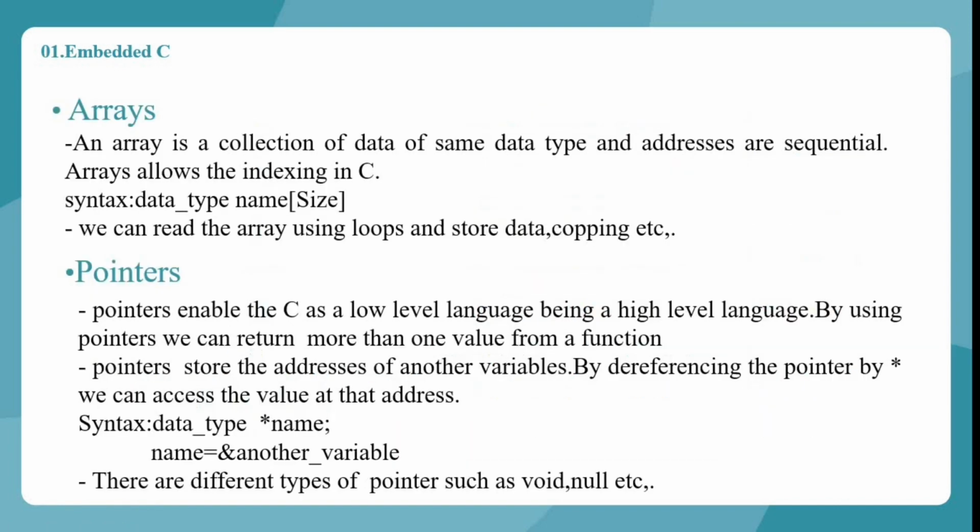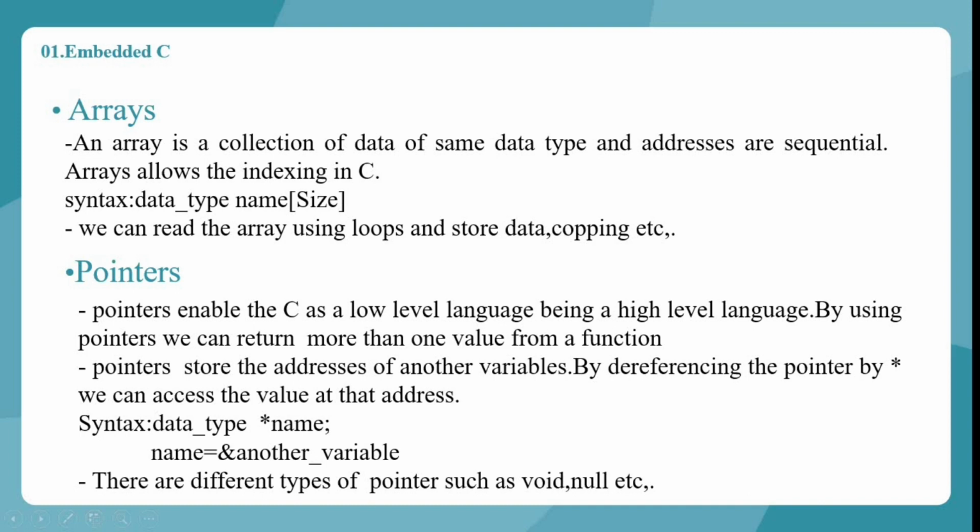Arrays. An array is a collection of data of the same data type, and addresses are sequential. Arrays allow indexing in C. This is the syntax of declaring an array. We can read the array using loops and store data, copy one array into another array, and we can also perform searching and sorting operations and various other operations on arrays.